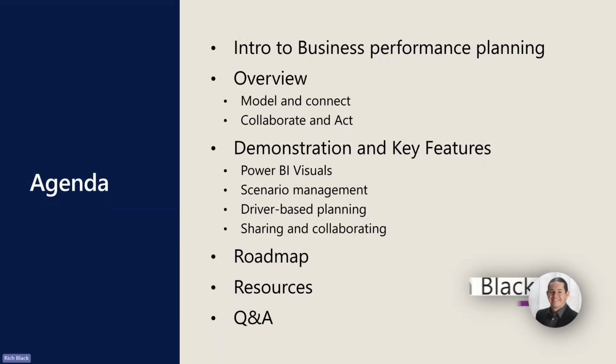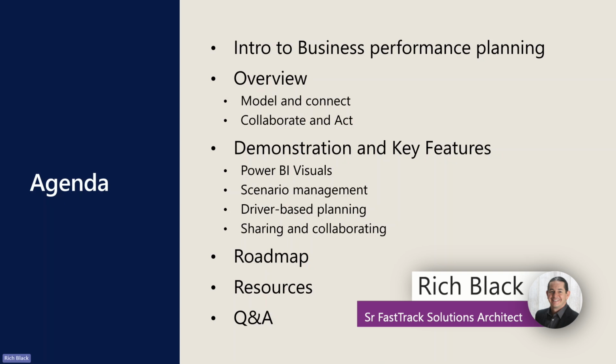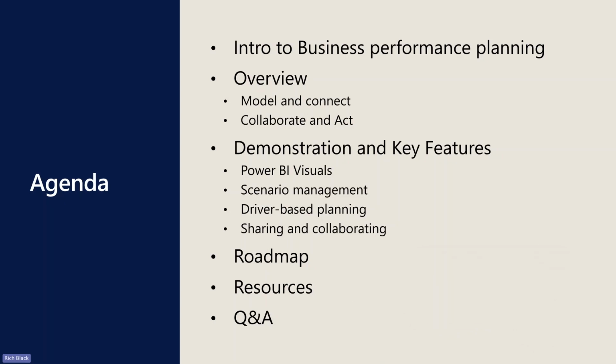Let's take a quick look at today's agenda. We're going to start with an introduction to and an overview of business performance planning, which we'll reference going forward as BPP for brevity. And we'll discover how this tool fits in your business processes and Dynamics 365 ecosystem. We'll elaborate on the core concepts of model, connect, collaborate, and act as part of your planning cycles. And then we'll highlight some of the key features and capabilities and proceed to demonstrate some planning activities illustrating some of those key features and capabilities.